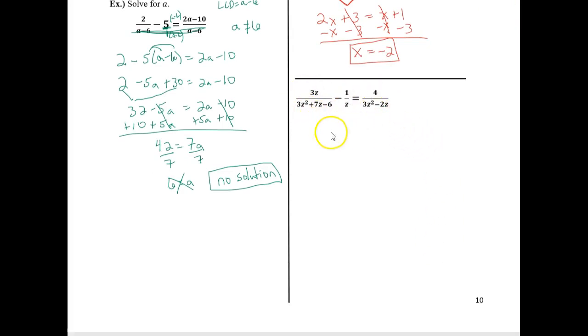Last example here. You must factor all 3 parts, or all 3 denominators. Z is factored. There's nothing we can do with that. The right-hand side, I see a GCF of Z. I could factor out a Z. When I divide that out, I would be left with 3Z minus 2. And the first denominator here is a trinomial where the leading coefficient is not 1. So I'm going to do some side work to factor that.